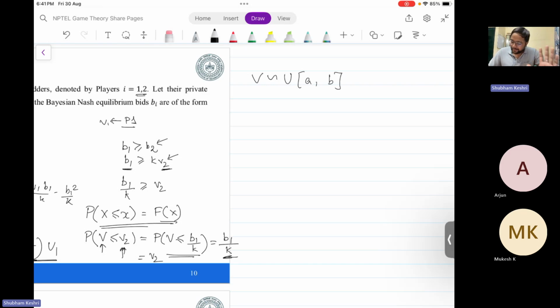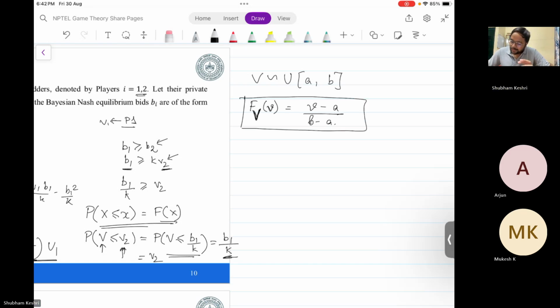When that is the case, then F, which is the distribution function of V, is given by, so when I'm writing capital V, it means the random variable itself. When I'm writing small v, it means the random variable is taking that value. This is given by (v minus a) by (b minus a). So this is the probability distribution function for a uniformly distributed random variable in the interval a comma b.